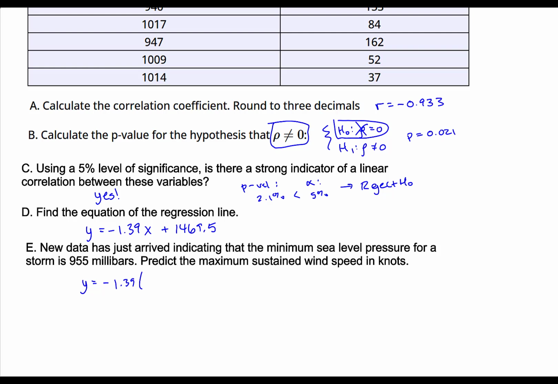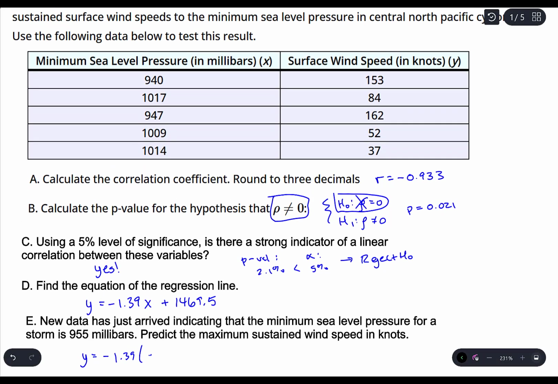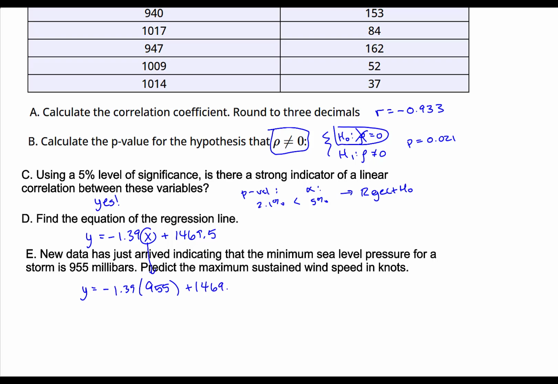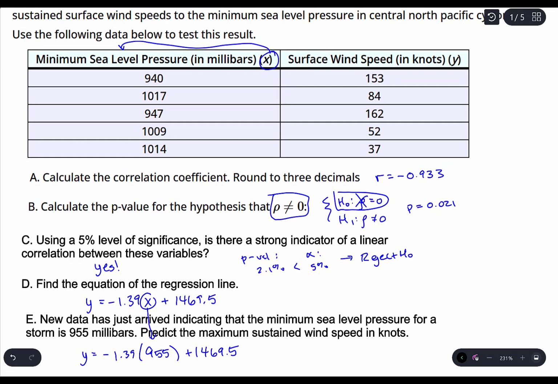All right, so anyway, part E says, new data has just arrived indicating that the minimum sea level pressure for a storm is 955 millibars. So if that's the case, we want to know what the maximum sustained wind speed is actually going to be here. So x is the minimum sea level pressure. So I'm going to substitute x for that minimum sea level pressure, which is 955. So I'm putting that into my line equation, and then it's going to give me a y value back out. And so it's going to make a prediction on the y data, which is actually the surface wind speed.